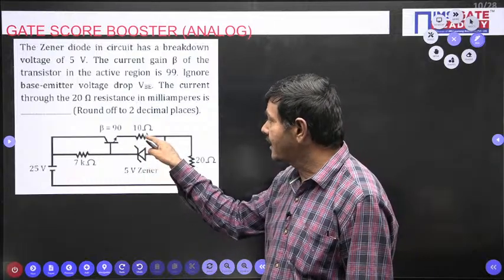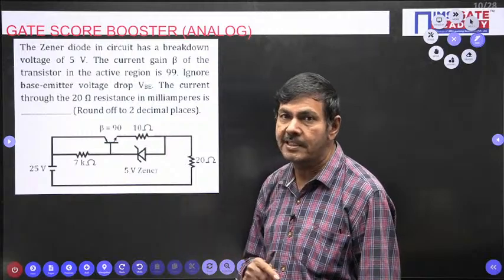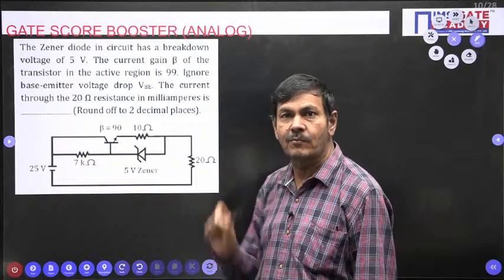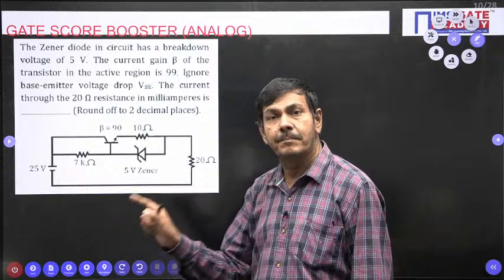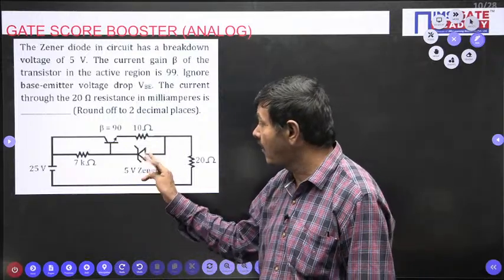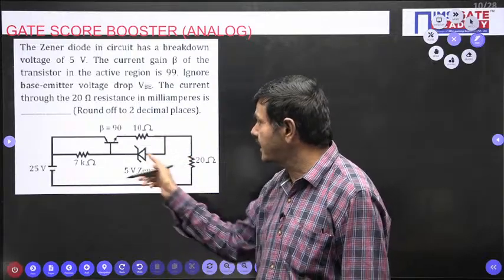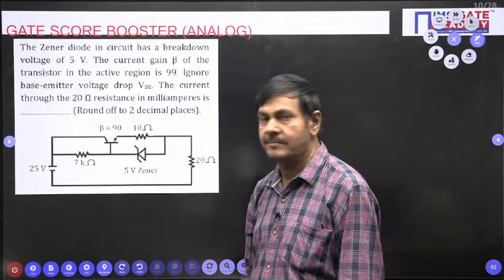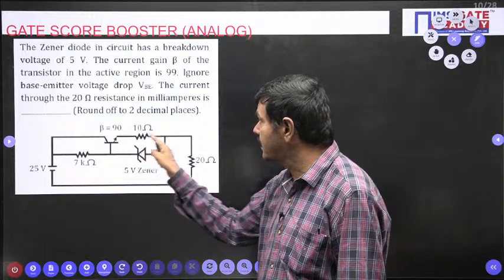Zener is connected parallel to a resistance, you know very well. What will you do initially? First assumption we need to make: Zener is not in breakdown. If it is not in breakdown, it can act as an open circuit. If it is an open circuit, you measure current across the 10 ohms only.